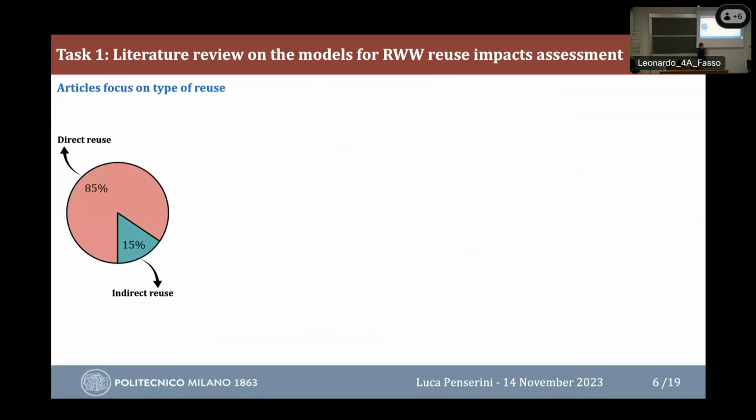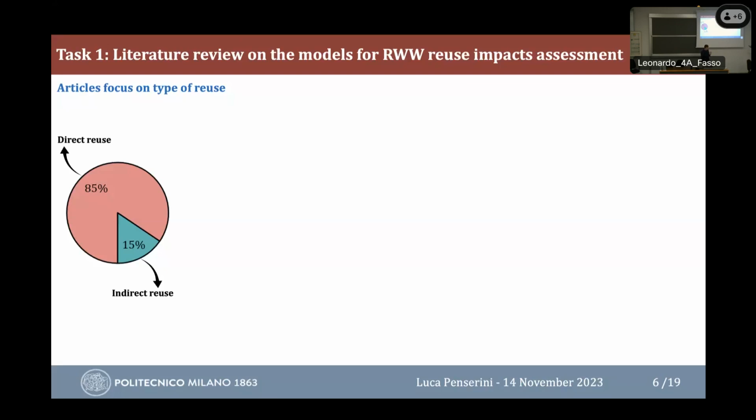The first outcome that came out from this literature review is that the largest fraction of the studies in literature deals with direct reuse. Why? Because from one side, probably indirect reuse is not technically considered as reuse, even if it's applied in many cases. And on the other side, direct reuse is the only one regulated.